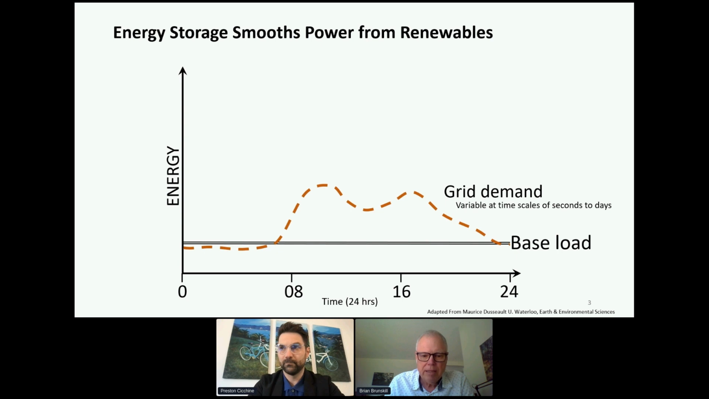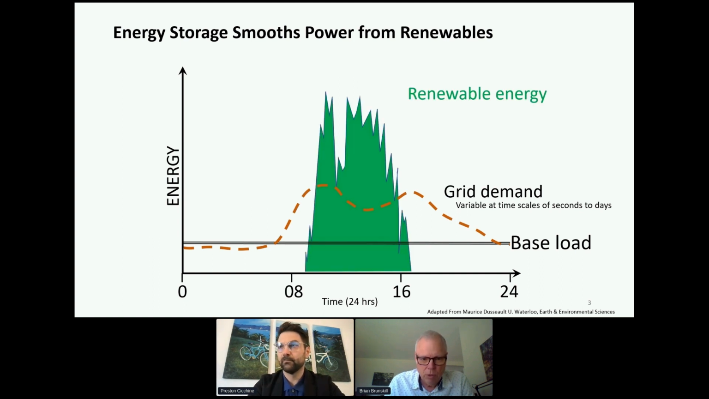And that grid demand varies on time scales from days down to minutes and even seconds. So this is the load that SaskPower generation has to follow in order to meet all the requirements. So I'm going to lay over an example of, in this case, a solar generation profile. And you can see from 8 in the morning till 4 in the afternoon when that energy is available.